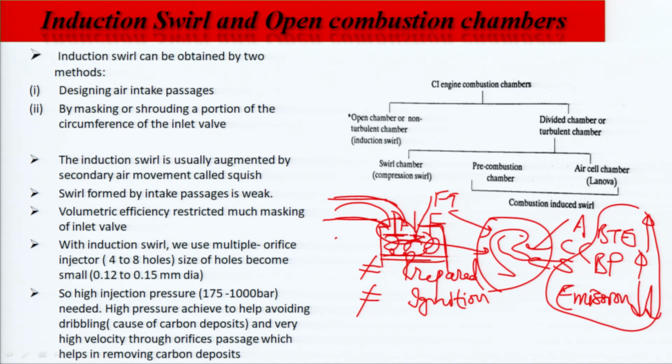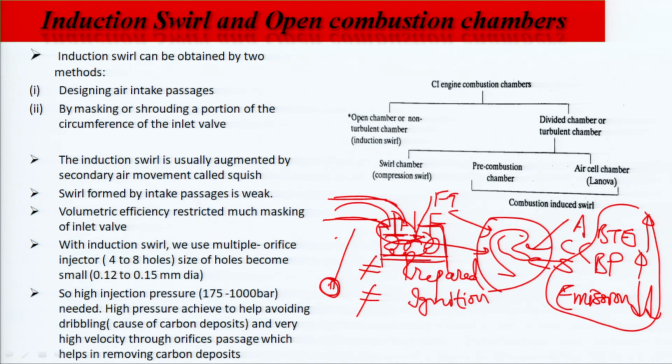So, dribbling is nothing but when fuel is injected from the nozzle, and when the injection stops, it should stop suddenly. If it is not suddenly stopped, that process is called dribbling, and it is not required. If it happens, then carbon deposit formation will be there.